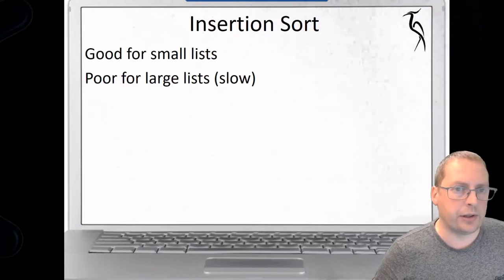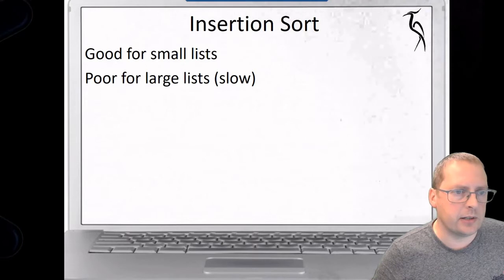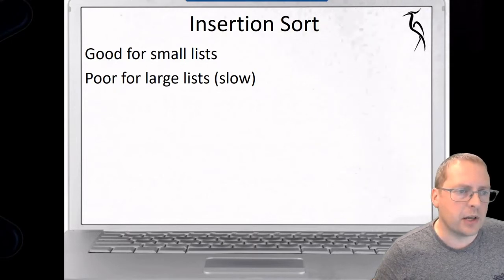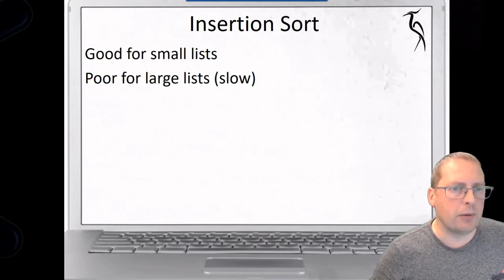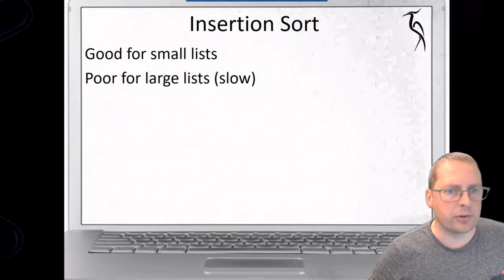We're now going to look at an insertion sort, which is really handy if you've only got a small amount of data in a list, but really slow and poor if you've got a large amount of data in a list. So this is when we choose to use insertion sort, when we've only got a little bit of data.